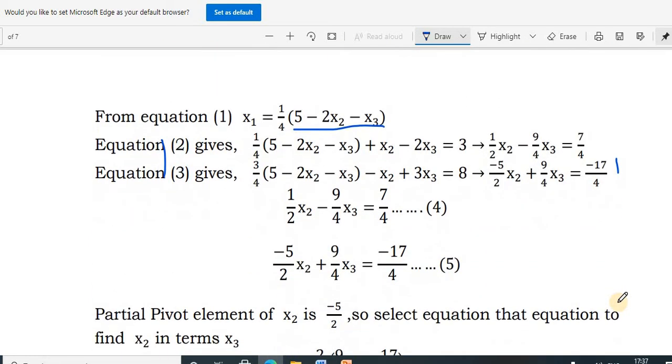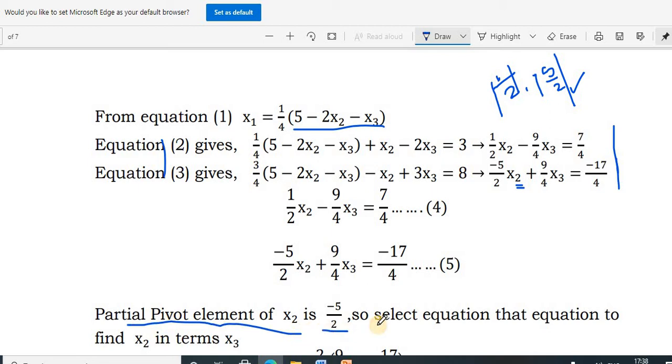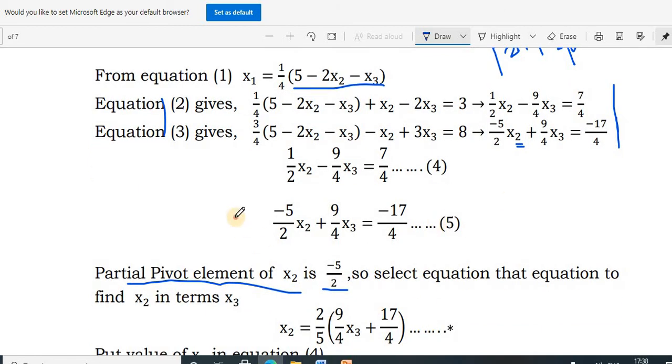So which equation do we select to eliminate x2? The one having the numerically largest coefficient. So here the coefficients of x2 are 1 by 2 and minus 5 by 2. If we consider the modulus, it becomes 5 by 2 and 1 by 2. So this is numerically largest. Therefore the pivot element for x2 is minus 5 by 2, and we eliminate x2 from this equation.